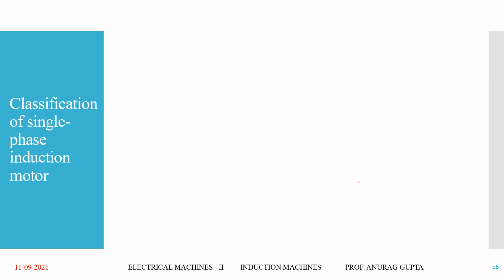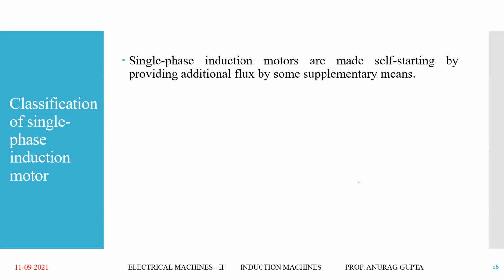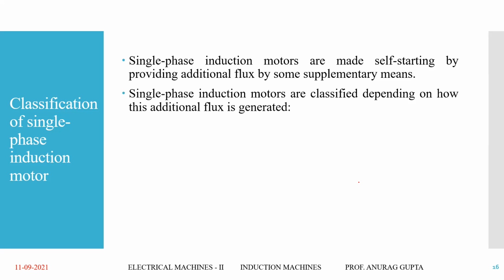There are some methods to start the motor. On the basis of those methods of providing additional flux, we define some types of single phase induction motor. We have already written the slide, you can read. Single phase induction motors are made self-starting by providing additional flux by some supplementary means. So single phase induction motors are classified depending on how this additional flux is generated.